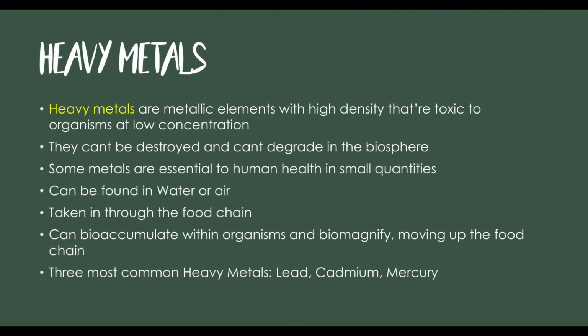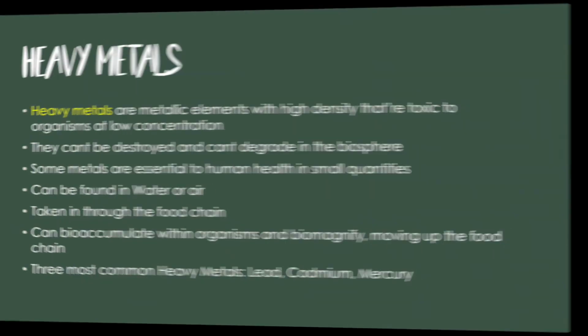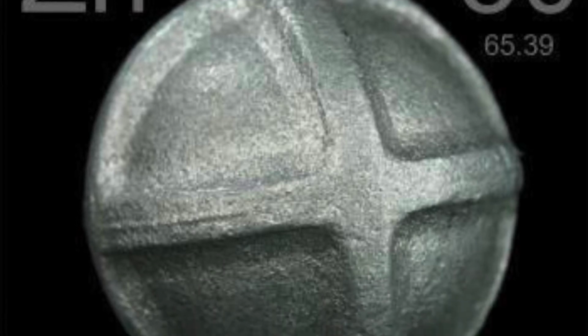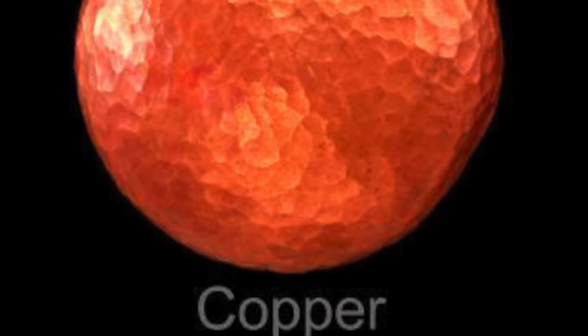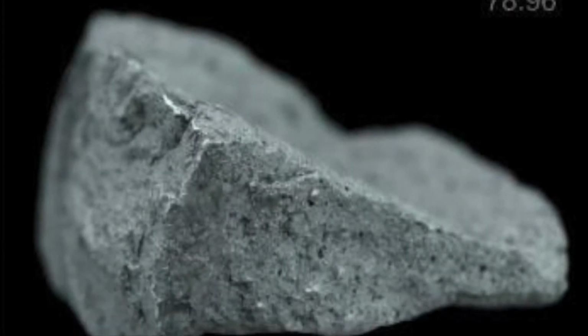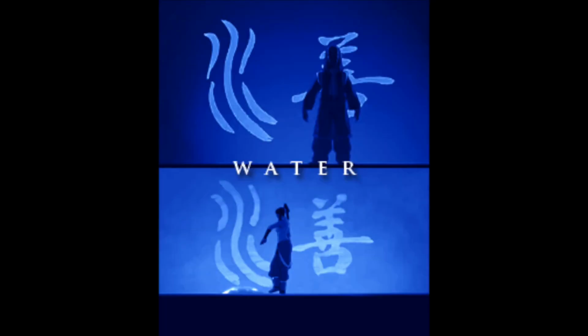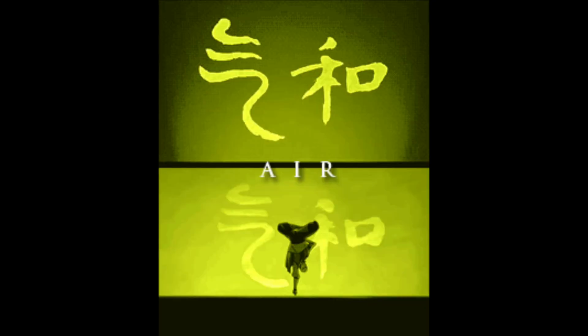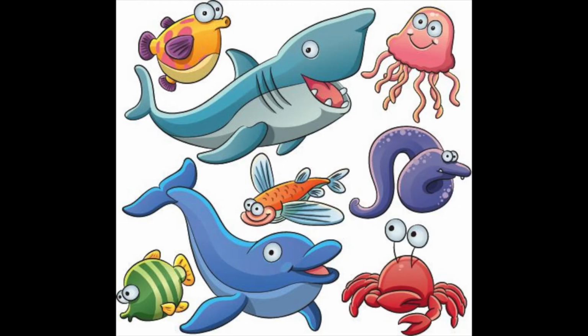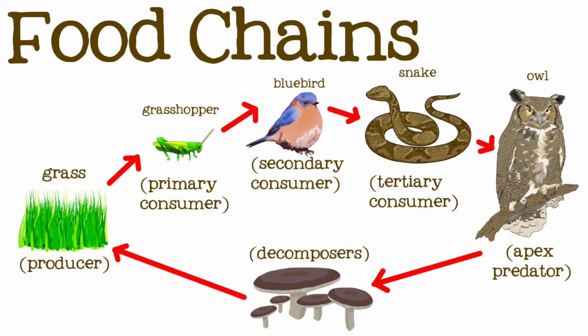Heavy metals are metallic elements with high density that are toxic to organisms at low concentrations. They can't be destroyed and can't degrade in the biosphere. Some metals such as zinc, copper, and selenium are essential to human health in small quantities. They can be found in water or in air. They are taken in through the food chain. Heavy metals can bioaccumulate in organisms and biomagnify, moving up the food chain.